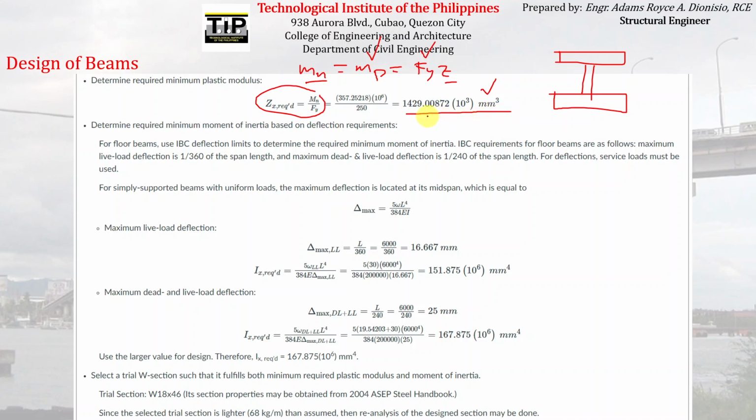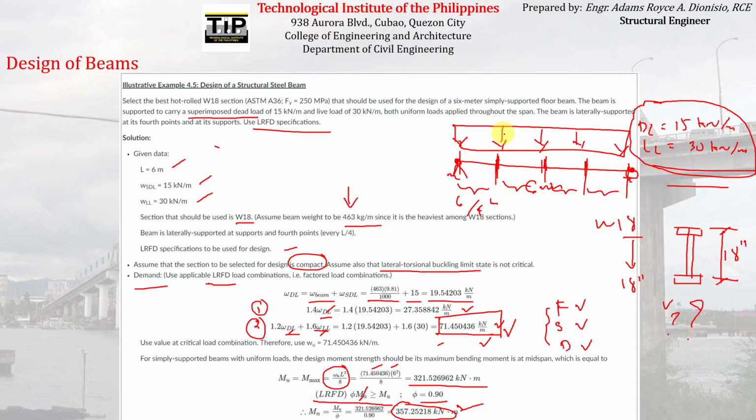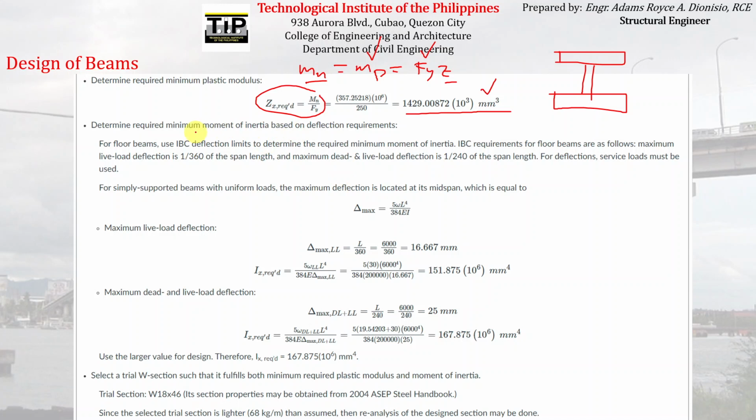Is there a deflection limitation mentioned? May I just reread the problem? I think there is no deflection limitation, but we usually check that as well. Just to give you an experience on designing a beam considering deflection, we can use the deflection limitations from IBC. We will find a section property of this steel section that will produce a deflection that will not exceed the given deflection limitation from IBC.